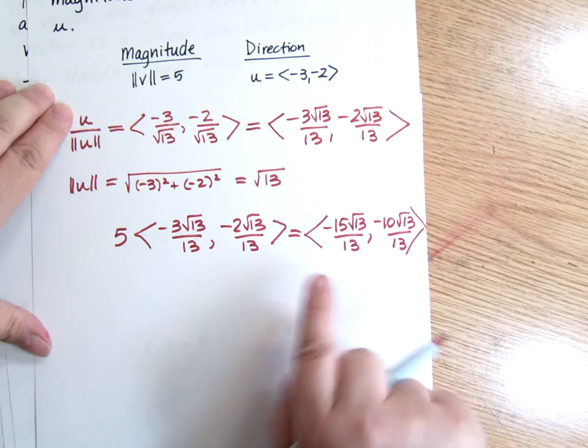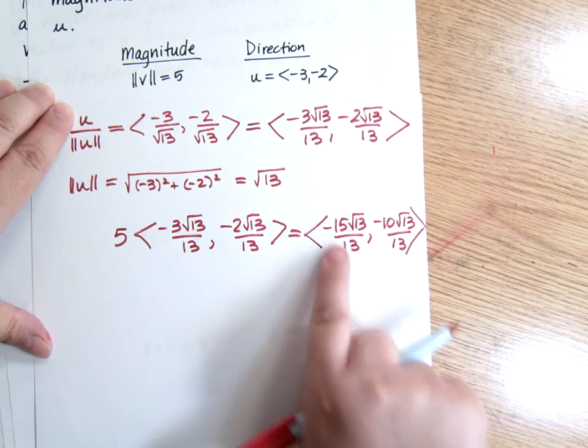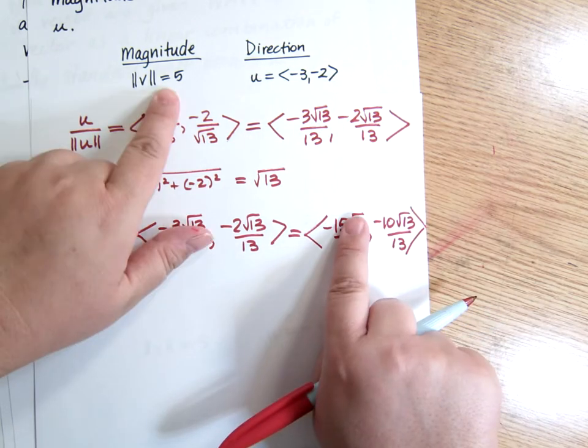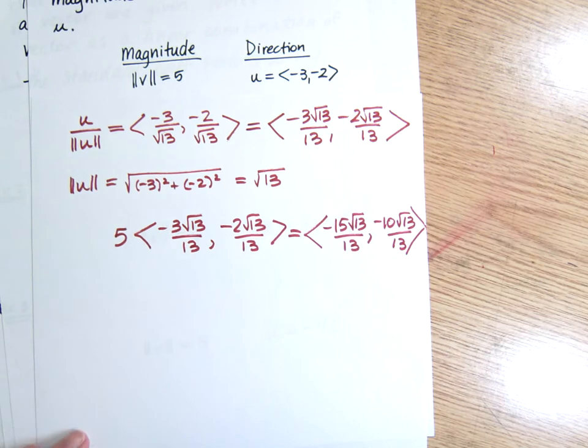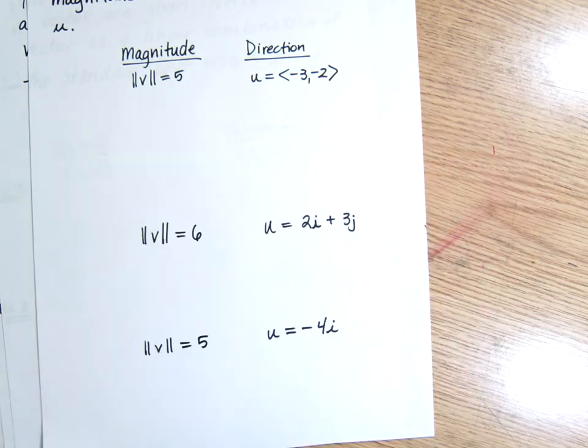How do you find the magnitude of it? This squared plus this squared, square root of the whole thing. That would give me 5. You're welcome to check it. Okay, let's look at another one.